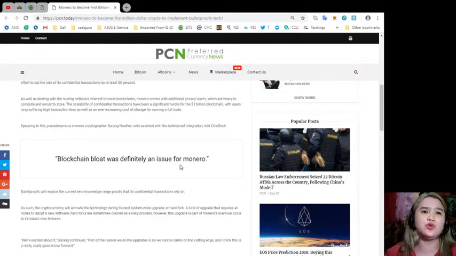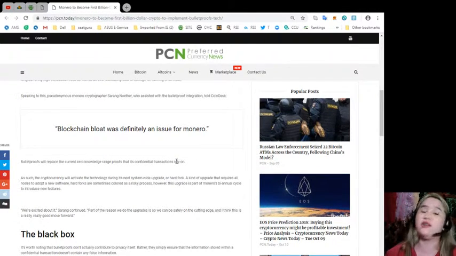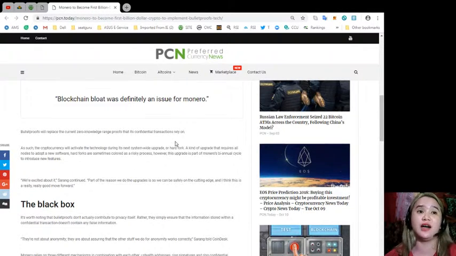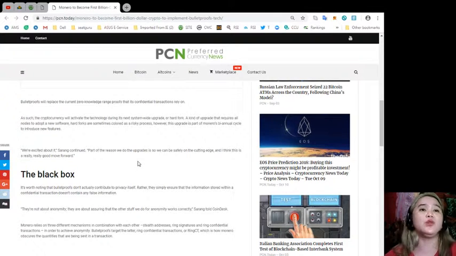Speaking to the pseudonymous Monero cryptographer Sarang Noether, who assisted with the Bulletproofs integration, told CoinDesk, blockchain bloat was definitely an issue for Monero. Bulletproofs will replace the current zero-knowledge range proofs that its confidential transactions rely on. As such, the cryptocurrency will activate the technology during its next system-wide upgrade, or hard fork, a kind of upgrade that requires all nodes to adopt new software.